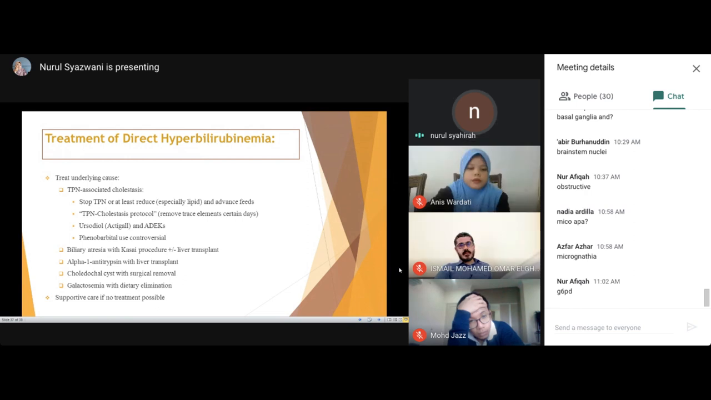However, the phenobarbital use is controversial. If the baby has biliary atresia, we must do the Kasai procedure with or without liver transplant. For alpha-1 antitrypsin deficiency, we must give a liver transplant. For choledochal cyst, surgical removal. And galactosemia, lactose-free diet, and supportive care if no treatment is possible. That's all.